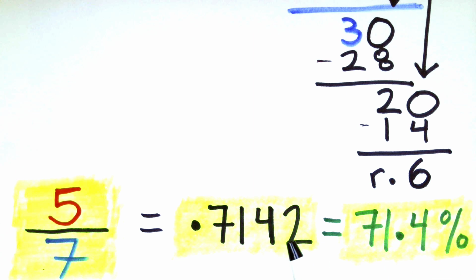However, if this number 2 happened to be 5 or larger, I would have rounded up that 4 to a 5. So we're not talking about rounding up right now. We're only talking about converting a decimal: moving it 1, 2 places to the right, adding the percent symbol, and you have your equivalent values. You have 5 sevenths is equal to 0.7142, which is equal to 71.4%.